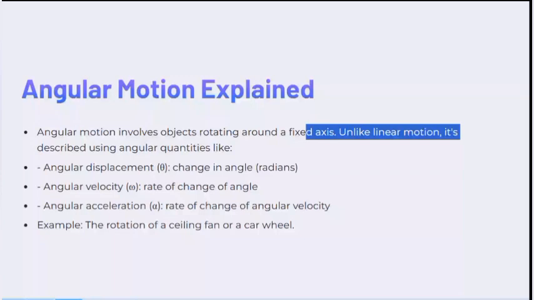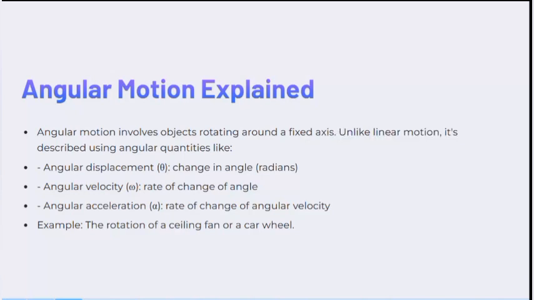Then angular acceleration is represented with the symbol alpha, and it represents the rate of change of angular velocity. So these are the foundations when you're talking about angular motions. You need to know these things. We'll head into the next slide to see what their formulas look like.